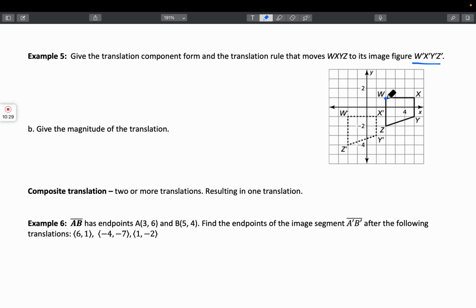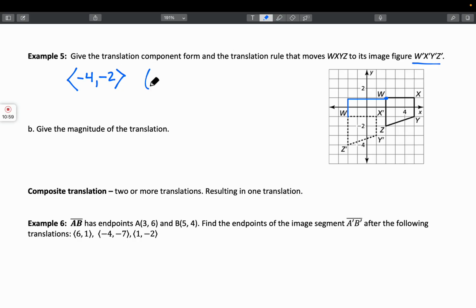vertex here. So let's pick the vertex W, and let's just see what its movement is to go from W to W prime. Looks like we're going to have to move 1, 2, 3, 4 units to the left and down 1, 2 units. So that component form would be left 4, that's -4, and down 2, that's -2. There's our translation component form.